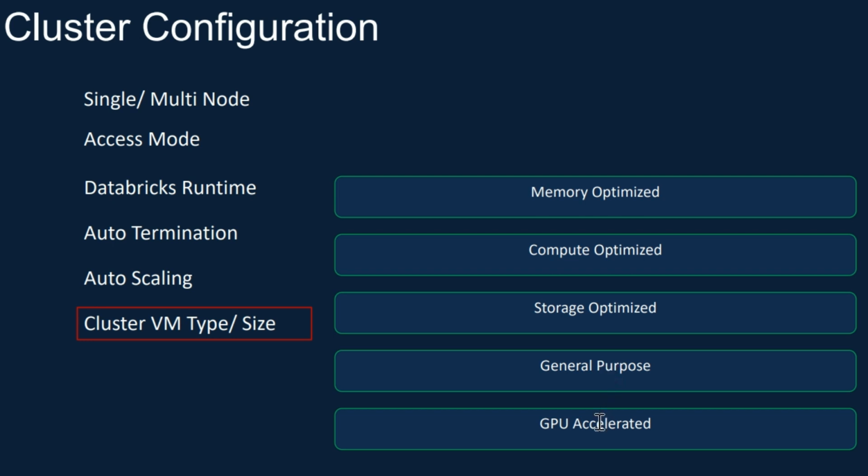And the last one is the GPU accelerated. These instance types are recommended for deep learning models that are compute and data intensive.